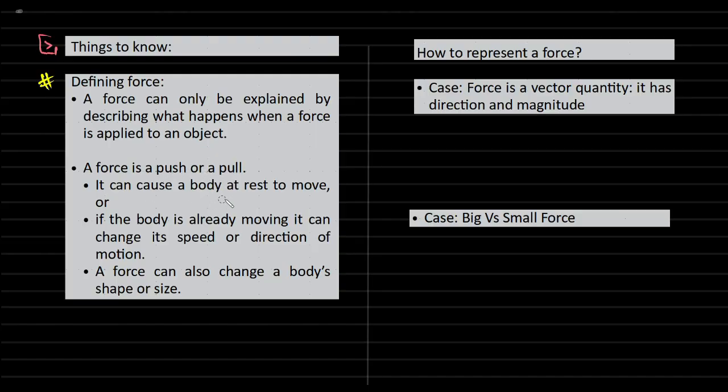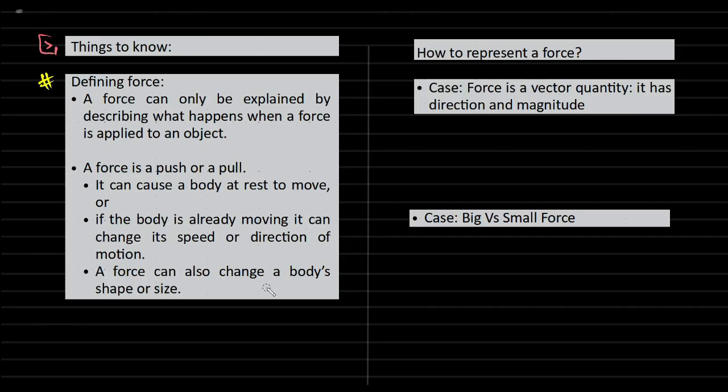That is, it can cause an object at rest to move. If something is not moving, if the velocity is 0, we can make it a positive, not a negative value. If the body is already moving, it can change its speed. That is, it can increase the speed, or decrease the speed, or change the direction of the motion. Or it can make it go a bit that side, this side, back, and so on and so forth.